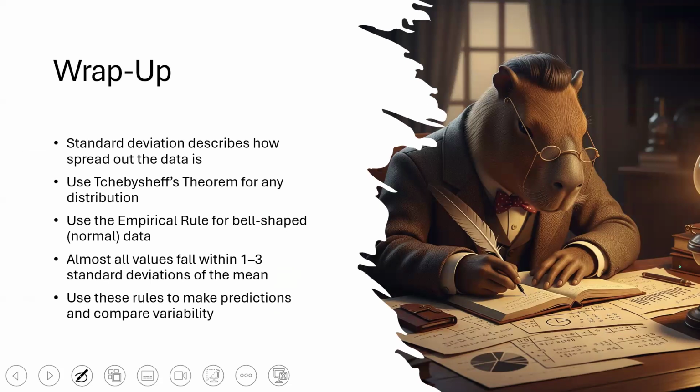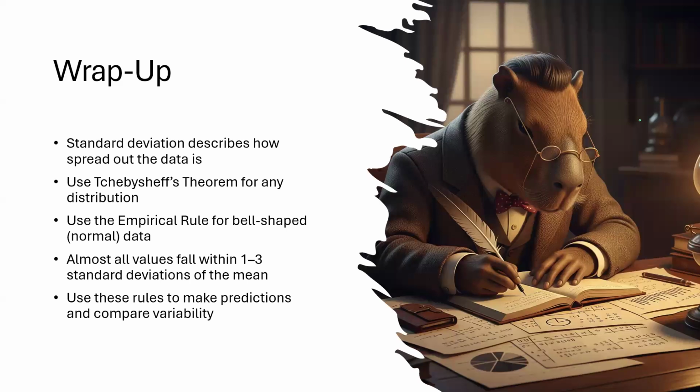All right, let's wrap this up with some key takeaways from this section. The standard deviation helps us understand how spread out the data is from the mean. Chebyshev's theorem provides a conservative estimate of spread for any data set, regardless of the shape. The empirical rule offers faster, more specific guidance, but only for mound-shaped or normal distributions. Most values fall within 1 to 3 standard deviations of the mean. That's true in theory and often in practice.